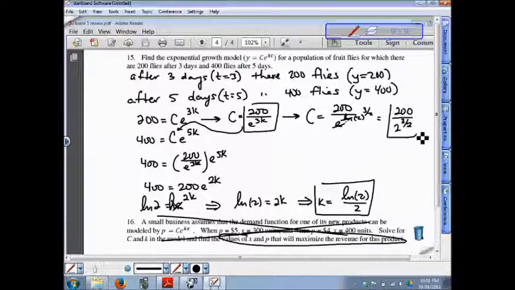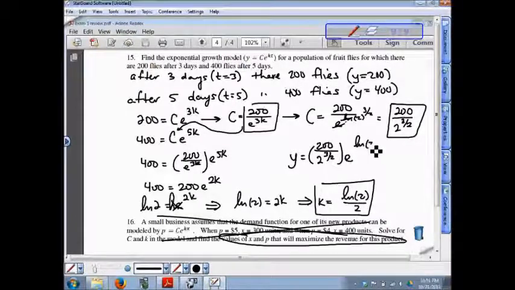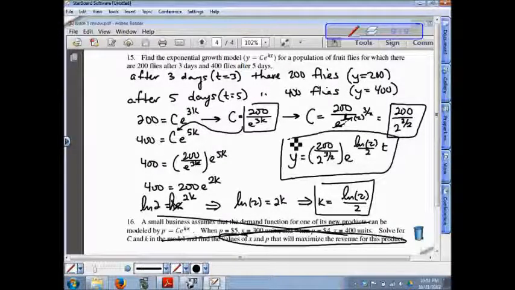So we know the value of k, and we know the value of c. We can finish our model. Y equals 200 over 2 to the 3 halves times e to the natural log of 2 over 2 times t. And the value in finding a model to fit that data is, in addition to knowing how many flies there are after 3 days and 5 days, we can now find how many flies there would be on any number of days by plugging in different values for t. We can make predictions further on down the road in terms of days and weeks and months by using this model.